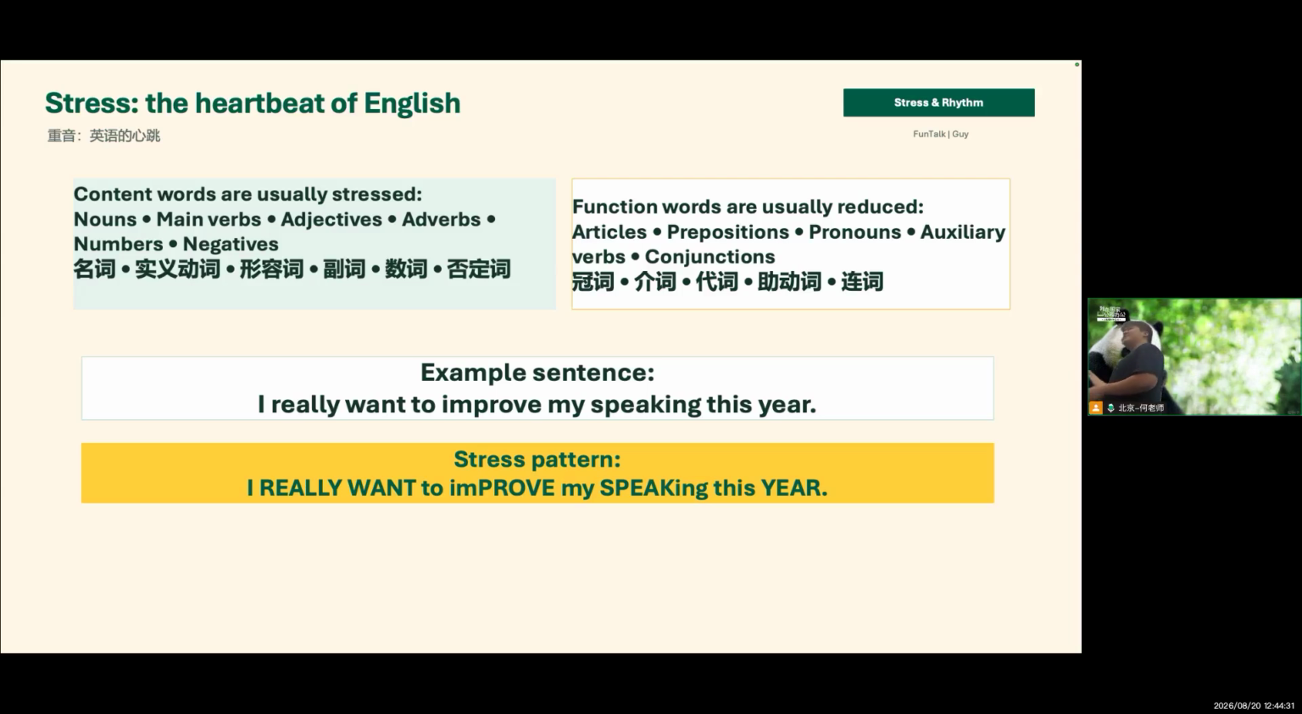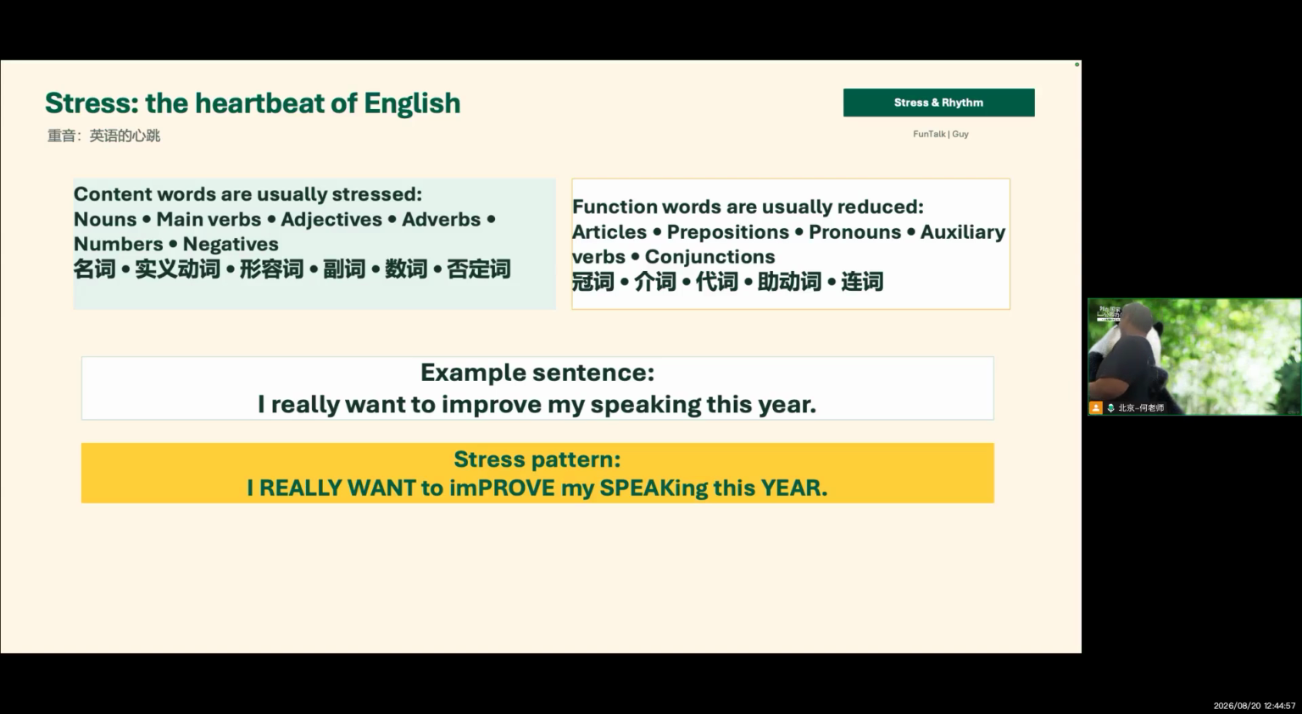Haley, can you help me read this sentence? I really want to improve my speaking this year. Okay. So now I want to show the stress pattern. I really want to improve my speaking this year. So now I read normally. I really want to improve my speaking this year.